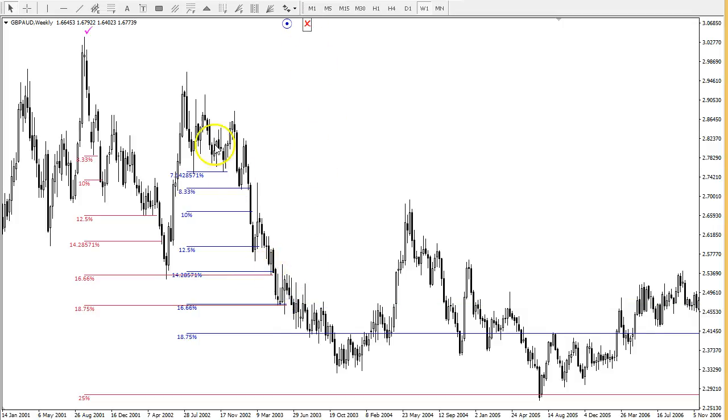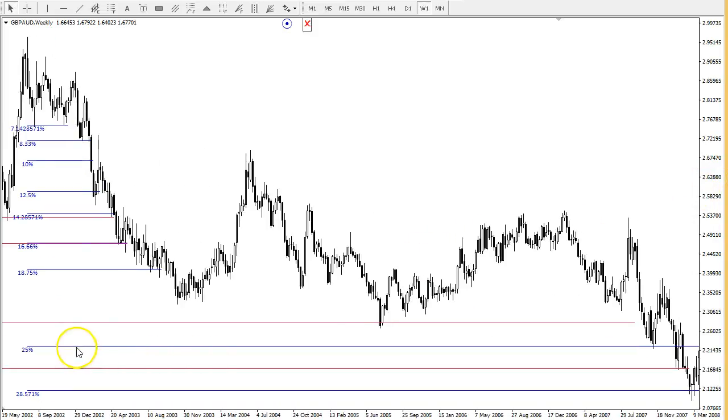And here you can see that from that high you have 18.75, and from that high you have 16.66. Both are overlapping almost in the same area, and it gives you the reaction at least for 2 weeks to the upside. Here you have the 18.75 give you the reaction for 2 weeks.